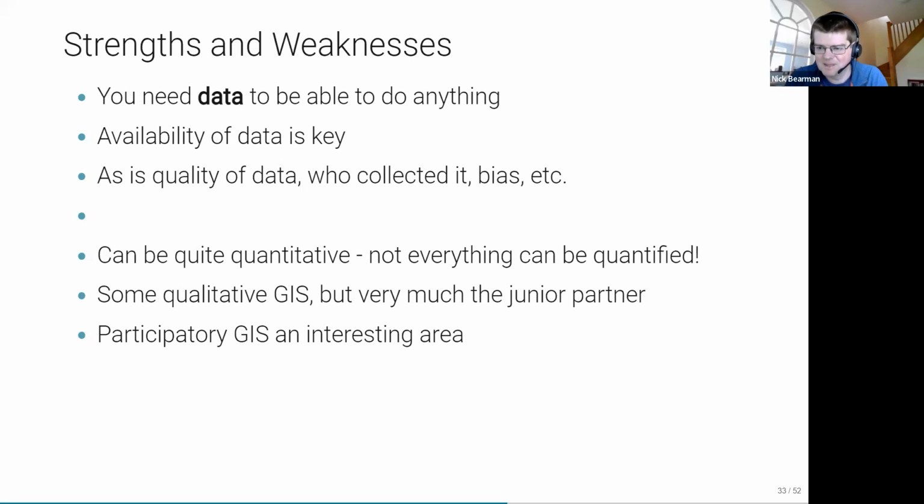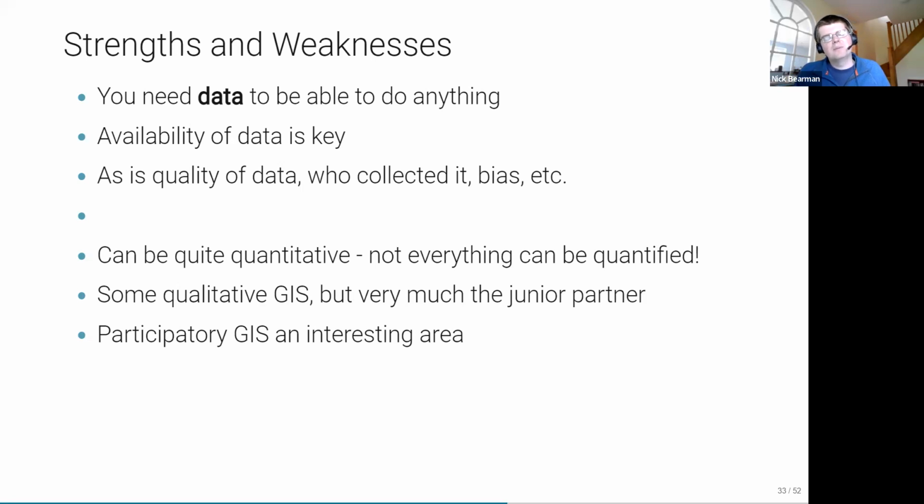GIS is great. I probably would say that. I'm fairly biased, but it does have some weaknesses as well. And so I want to say a little bit about this. Firstly, data is key. So showing data on a map is doable, but you need to get this data. And we're going to dive into that a little bit in due course.